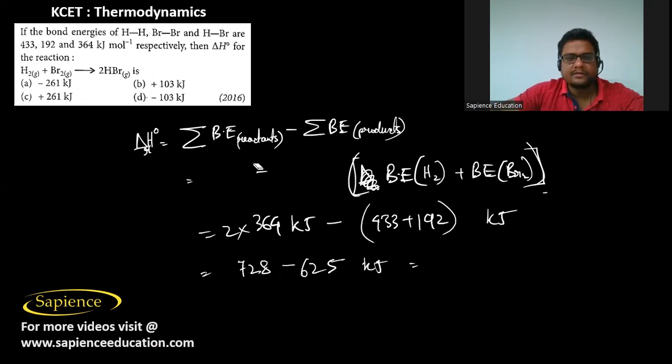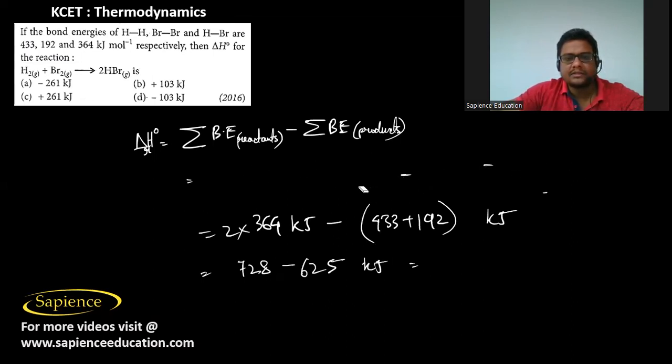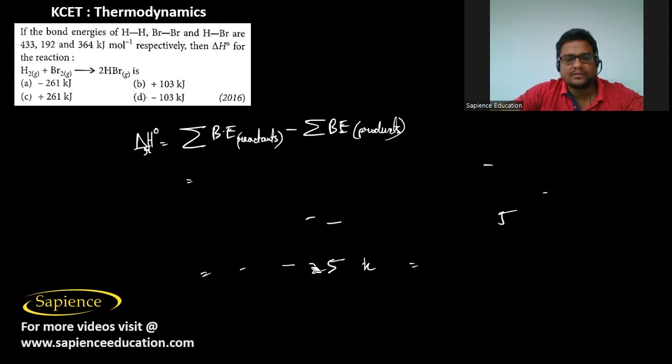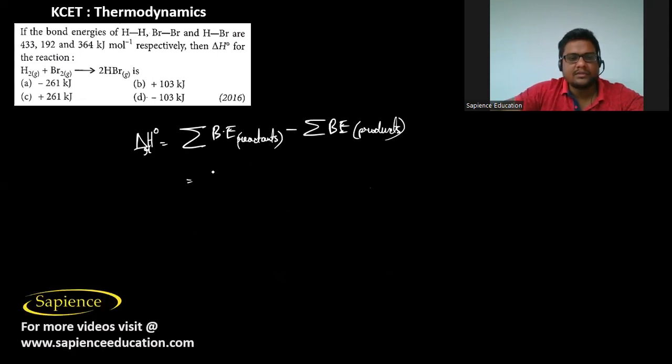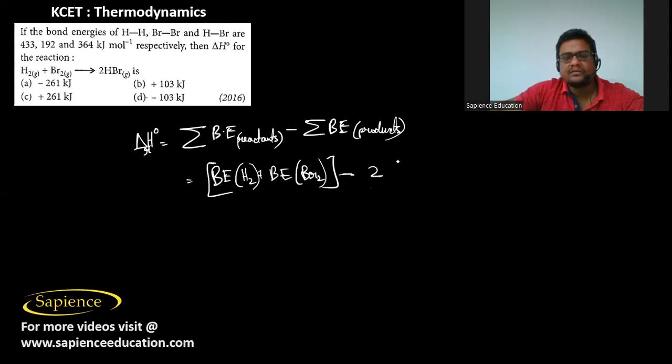So this will come first. So here we should write the bond enthalpies of reactants. So that will be the bond enthalpy of H2 plus the bond enthalpy of Br2, minus twice the bond enthalpy of HBr.